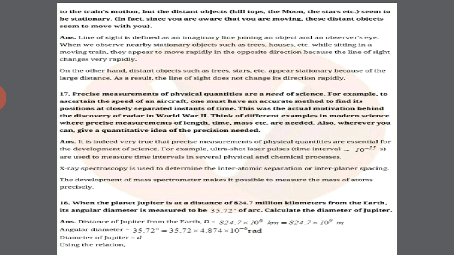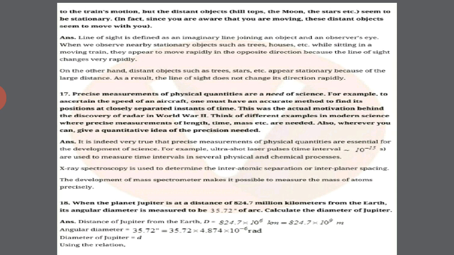It is indeed very true that precise measurements of physical quantities are essential for the development of science. For example, ultra short laser pulses with time interval of 10 to the power minus 15 second are used to measure time intervals in several physical and chemical processes. X-ray spectroscopy is used to determine the interatomic separation or interplanar spacing. The development of the mass spectrometer makes it possible to measure the mass of atoms precisely. So let's discuss the next question.